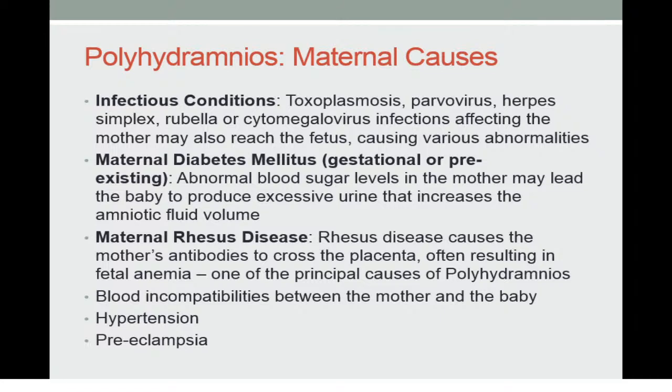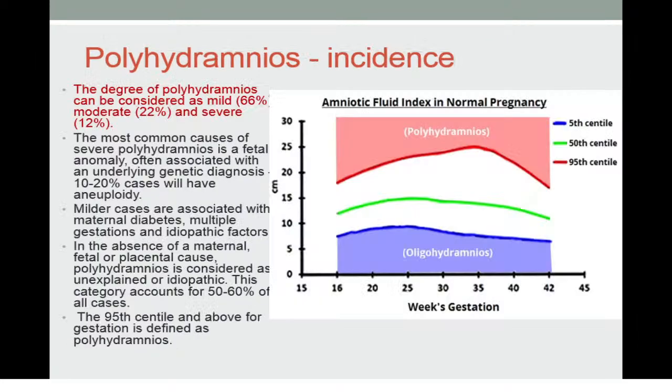Blood incompatibility between the mother and the baby, not dependent on rhesus factor but dependent on a number of other components of blood, A, B, O, and so on. Hypertension, maternal pre-existing hypertension, and preeclampsia.